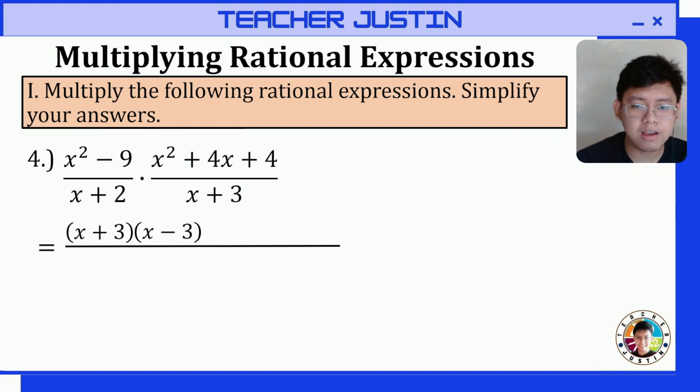Now, punta naman tayo kay x squared plus 4x plus 4. This is a quadratic trinomial and also a perfect square trinomial. So, we can factor this as a perfect square trinomial factoring. So, ang factor niya is x plus 2 and x plus 2.